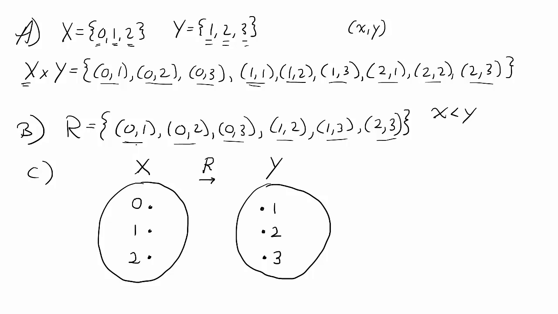So 0 gets mapped to 1, 0 gets mapped to 2, and also to 3. So there's going to be 3 arrows coming out of element 0 in set X. So these 3 arrows represent the 3 ordered pairs in the relation. And then you've got (1, 2) and (1, 3). So we're going to have arrows for those 2 ordered pairs. So 1 goes to 2 and 1 goes to 3.